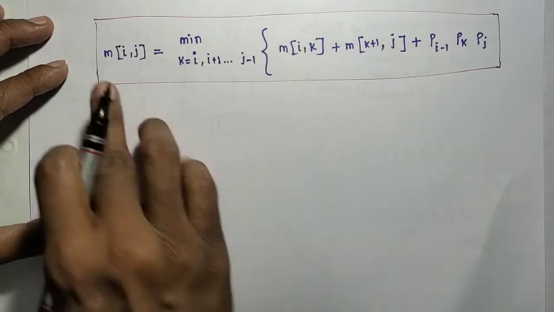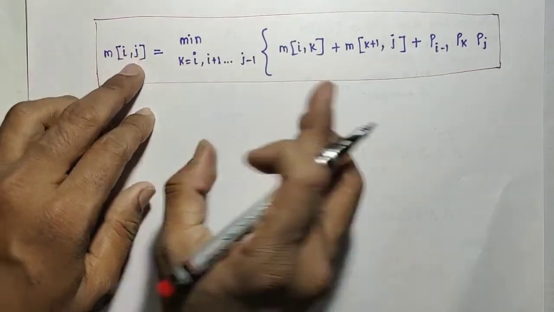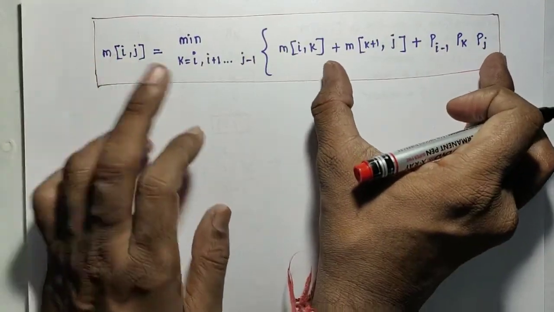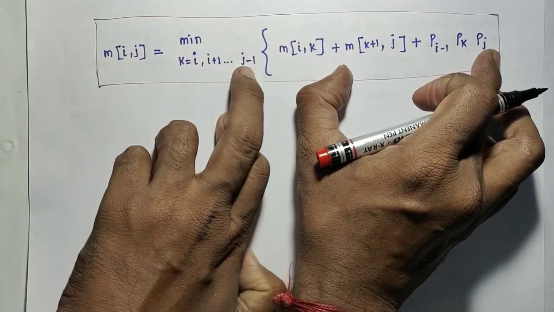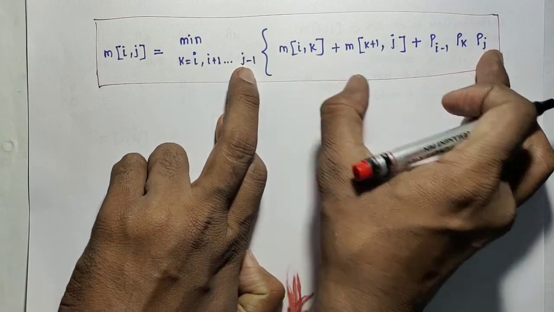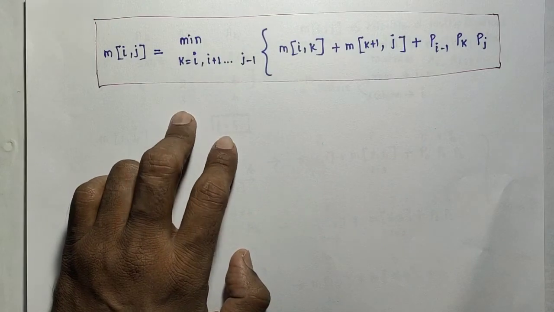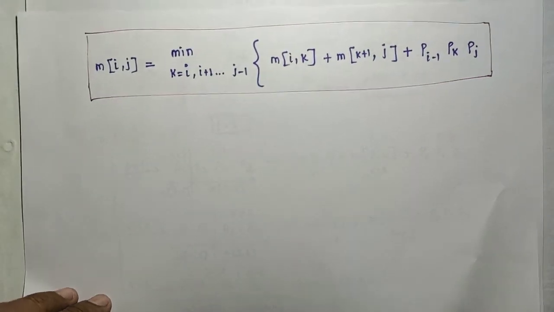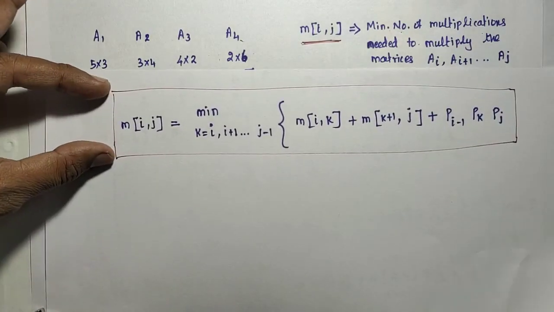multiplications needed for i to j. For this, we have to look at the options k equal to i plus 1 up to j minus 1. We have to substitute the values, and from that we have to obtain the minimum one. Correct? So what we explained here, we simplified as a formula.